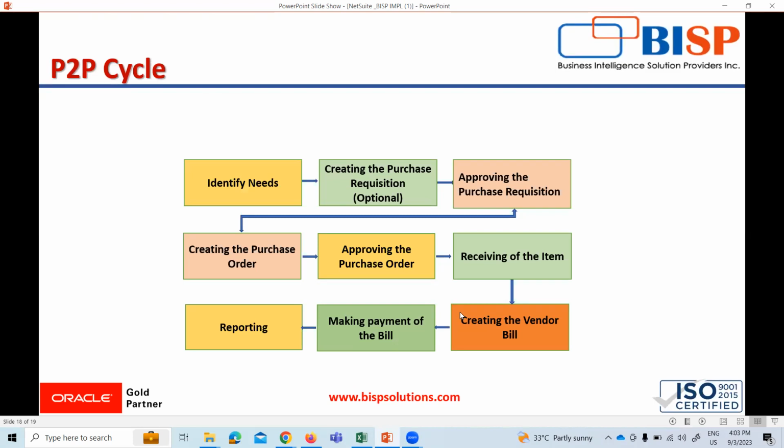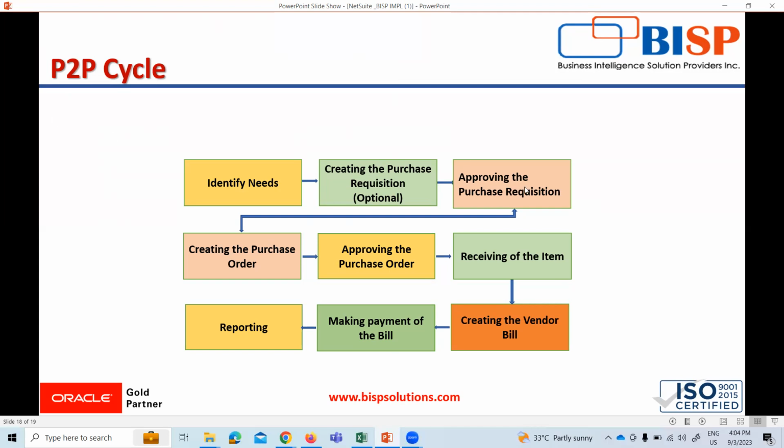Okay, so first of all, I'll be showing you the P2P cycle. In the P2P cycle, the first step is to identify the needs. Okay, after identifying the needs, the next step is to create the purchase requisition. So what is a purchase requisition? It is an internal document indicating the desire to purchase goods or services for the business. So who will create this? An employee fills out a purchase requisition and submits it to the appropriate individual or department for review and approval.